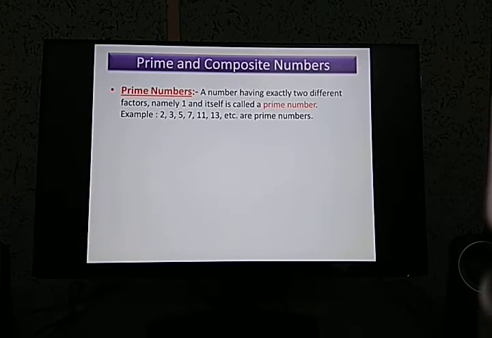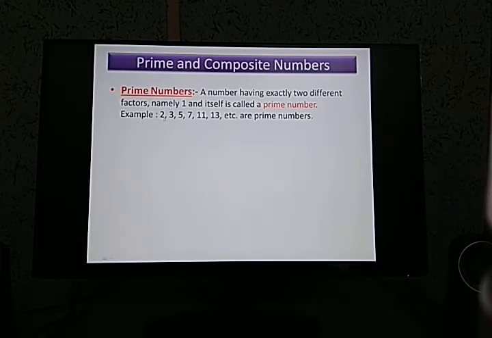Prime numbers are numbers which are having exactly two different factors. In the earlier classes you have learned about factors and multiples. So from that concept we can come to this concept of prime numbers, that prime numbers are such numbers which are having exactly, means only, two different factors. So which are those factors? Those factors are 1 and itself, the number itself. In such a case, the number is called a prime number.